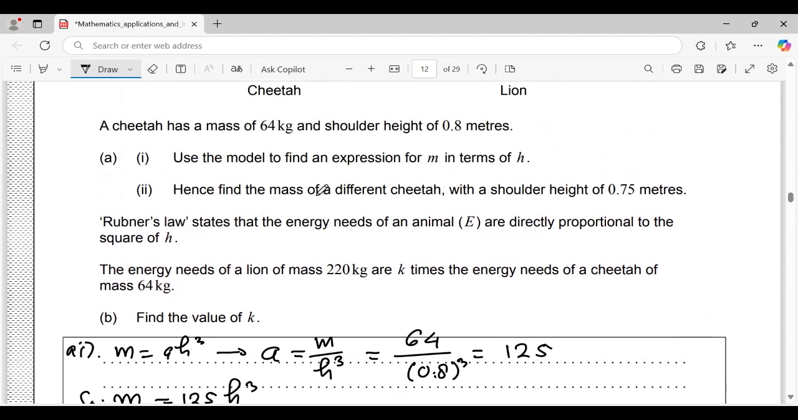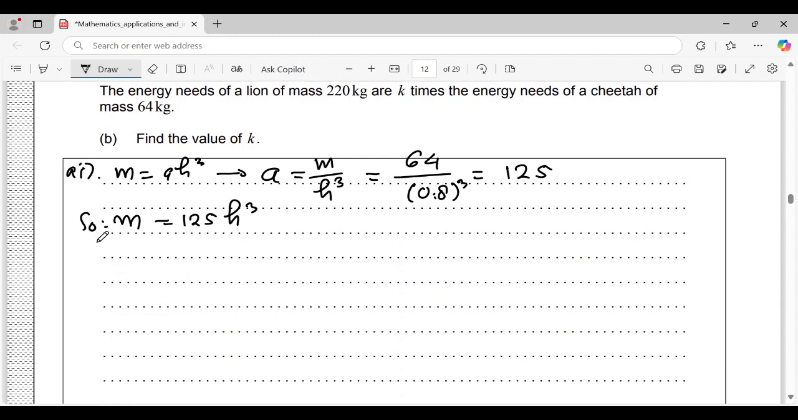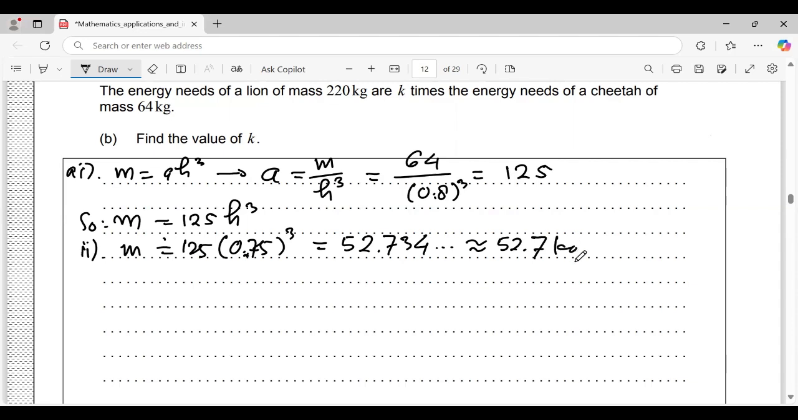Hence, find the mass of a different cheetah with a shoulder height of 0.75 meters. So if h equals 0.75, it means m equals 125 times 0.75 cubed. And if you calculate, the result is 52.734. Round off becomes 52.7 kg. Next, part B.